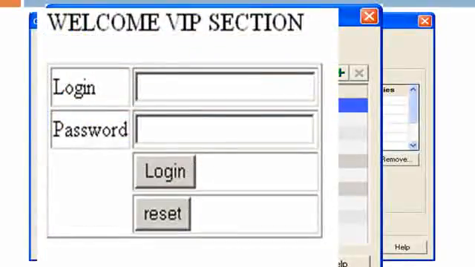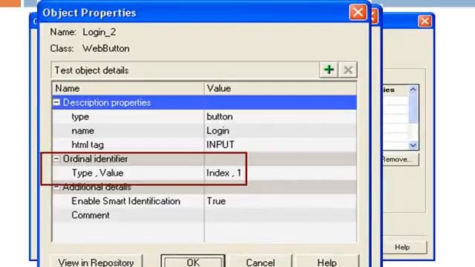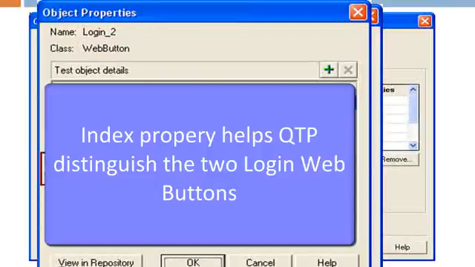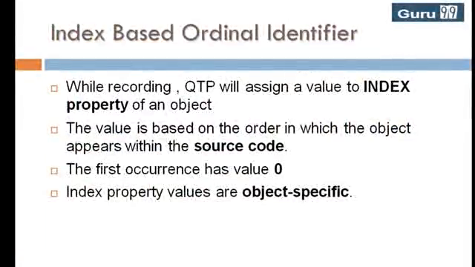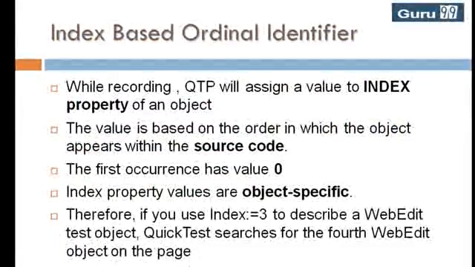Had we recorded the second login object as well, QTP would have assigned it an index property as 1. This index property helps QTP to distinguish between the login web buttons appearing in the comment section and the VIP section. Hence, the script processes successfully. Index property values are object specific. Therefore, if you use index equals to 3 to describe a web edit test object, QuickTest searches for the fourth web edit object on that page.